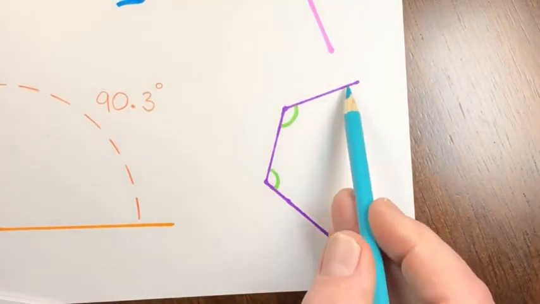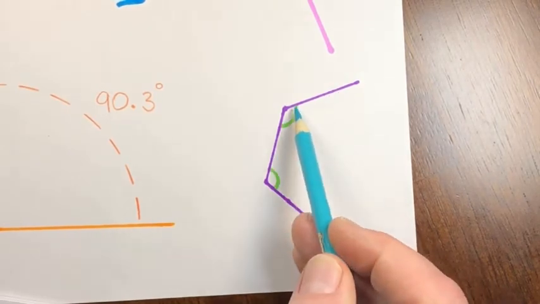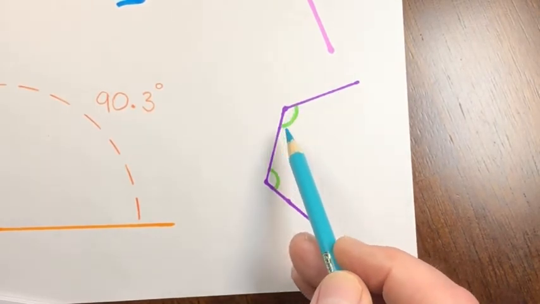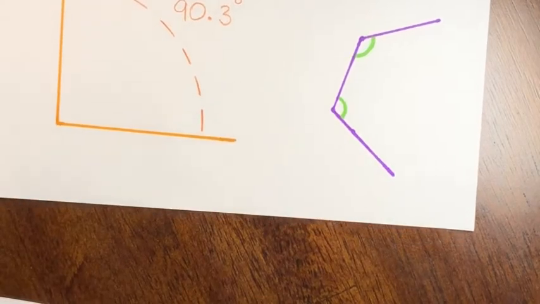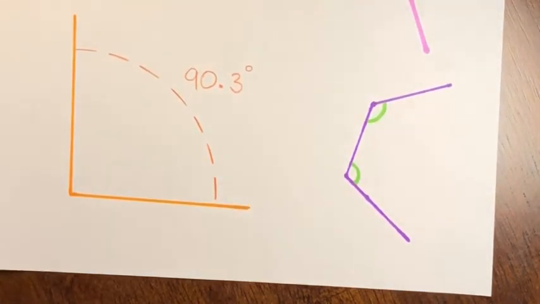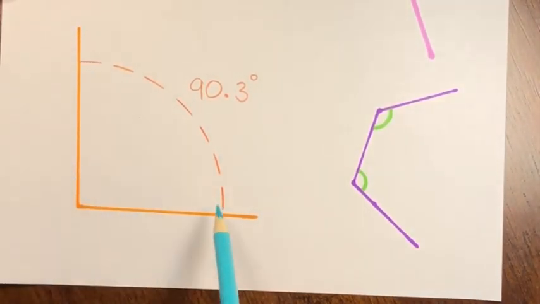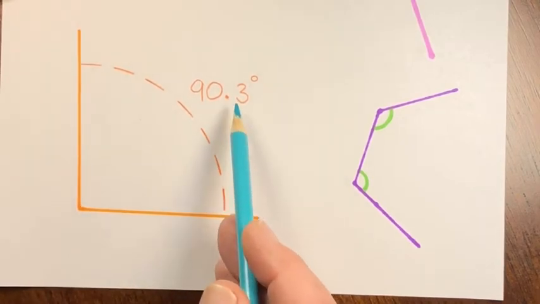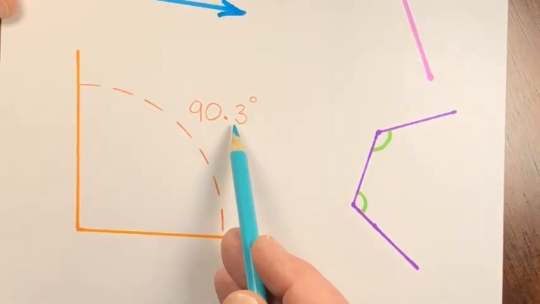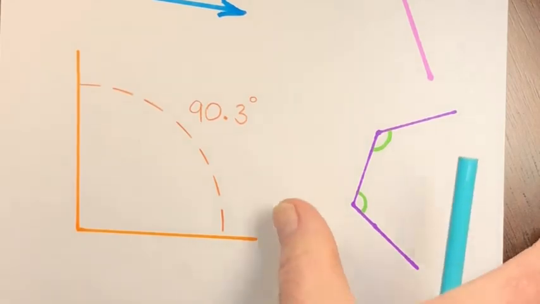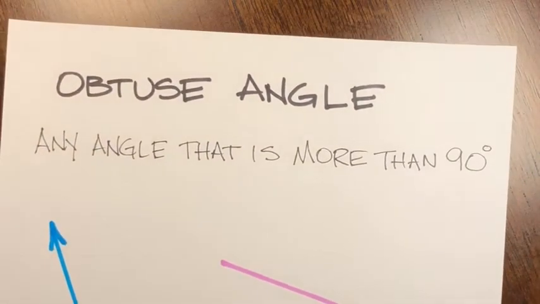Here we have 2 examples together. This line has a more than 90 there, more than 90 there. And then we have, just like the last example, even though it looks very, very close to a right angle, if it's anything larger than 90, it's going to be obtuse. So obtuse angles are greater than 90 degrees.